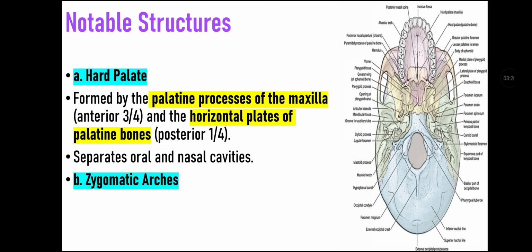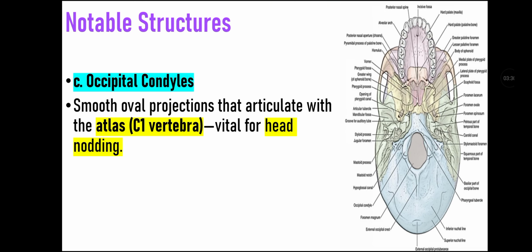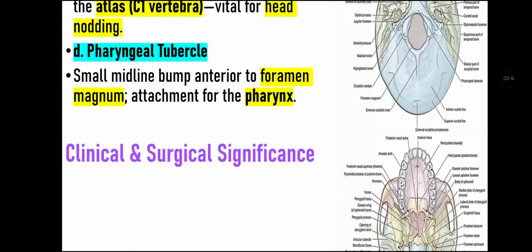Next is zygomatic arch. It is lateral to the cranial base. It is formed by temporal and zygomatic bone. Next is occipital condyles, that are smooth oval projections that articulate with the atlas, that is C1 vertebra, vital for head nodding movement. Next is pharyngeal tubercle, that is a small midline bump anterior to foramen magnum, that is the attachment for the pharynx.